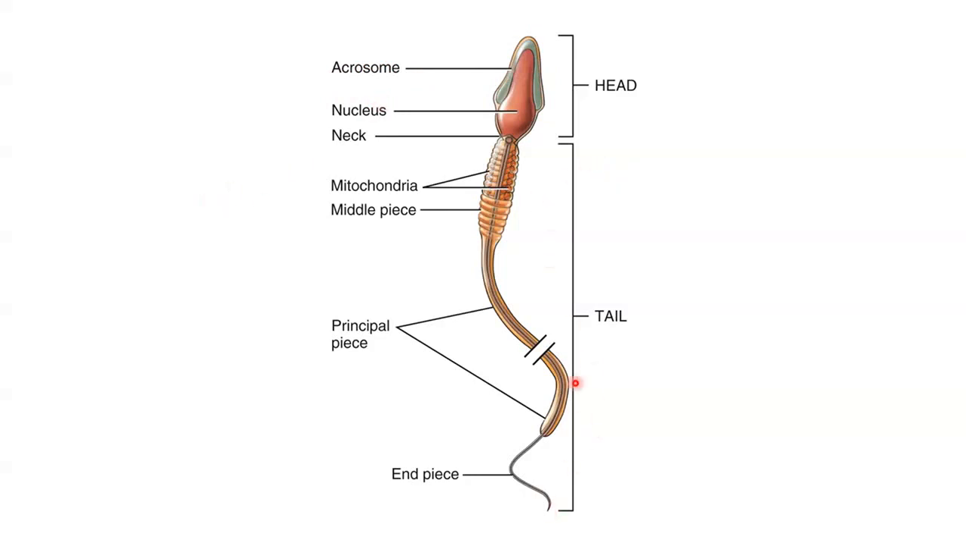Now, the tail of a sperm is broken down into 4 parts. We have the neck, the middle piece, the principal piece, and then the end piece. The middle piece contains lots and lots of mitochondria. So this provides the energy for the sperm to actually swim to the site of fertilization to meet up with the egg. Once ejaculated, most sperm do not survive more than 48 hours within the female reproductive system.